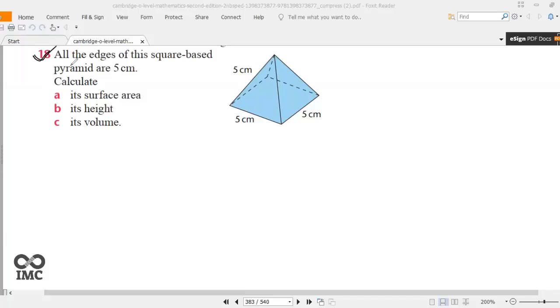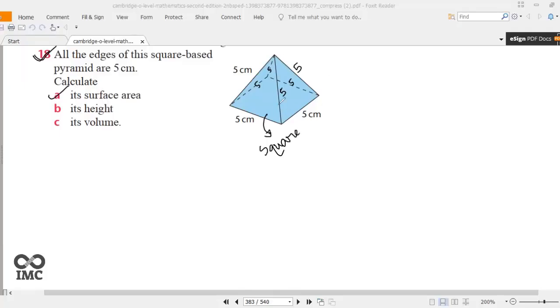Here, the question says all the edges of the square-based pyramid are 5 centimeters. So this length is 5, this one is 5, that means this length is also 5. We need to find out its surface area. Surface area means the base. The base represents a square.